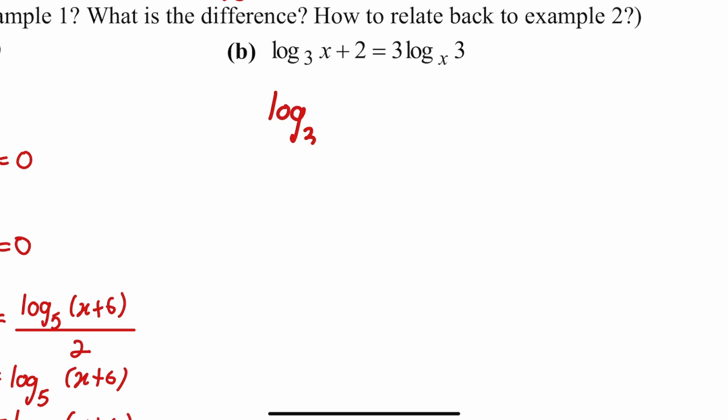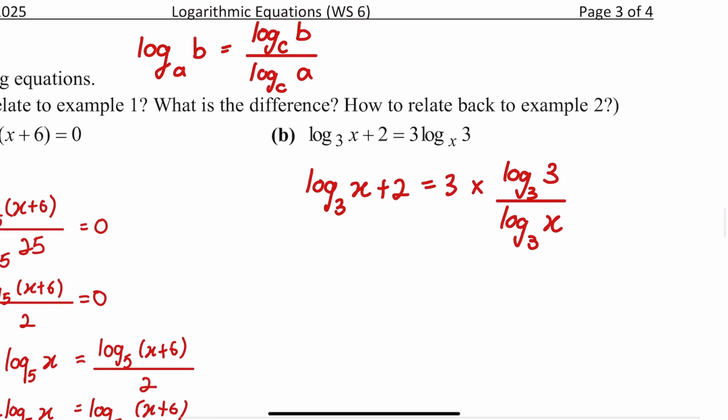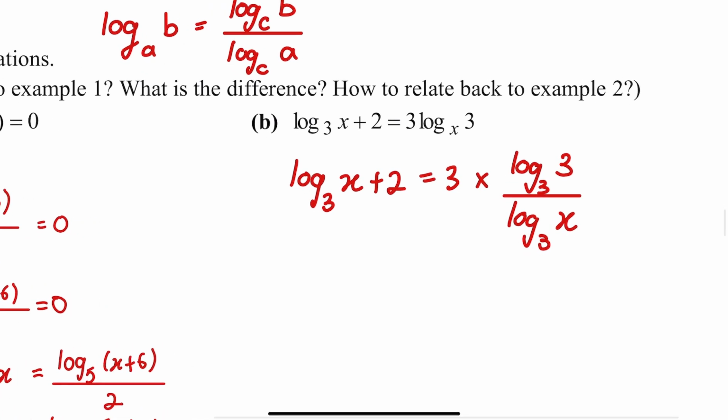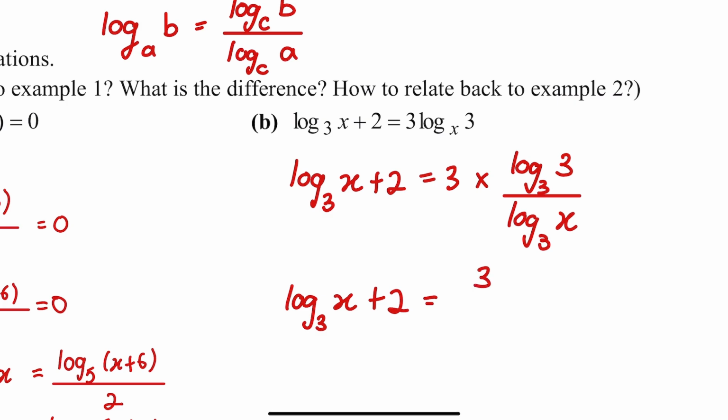Log base 3 of x plus 2. I change this base x to base 3, as a number base will be easier to handle. It will be 3 times log base 3 of 3 over log base 3 of x. Okay, this is by your change of base formula. Then from here I simplify this, I'll get log base 3 of x plus 2 equals 3 times log base 3 of 3. Remember this is 1, so this is simply 3 times 1, which is 3 over log base 3 of x.